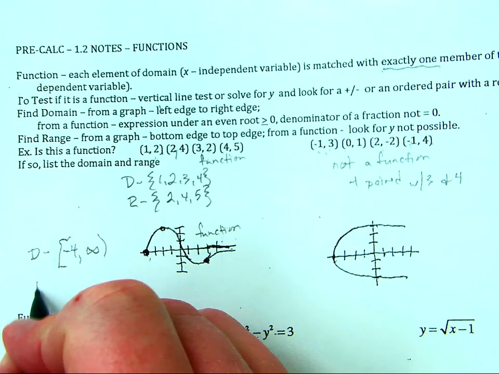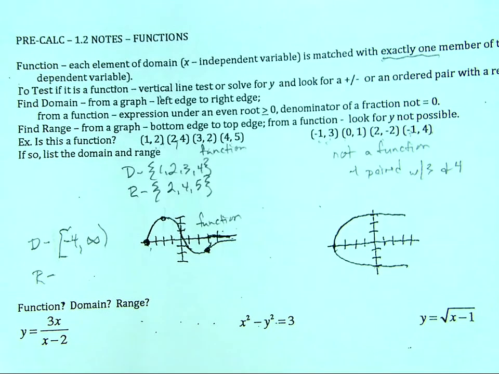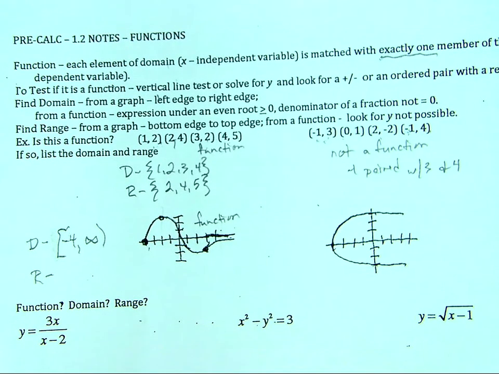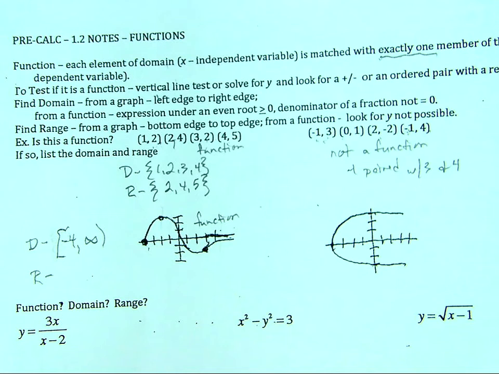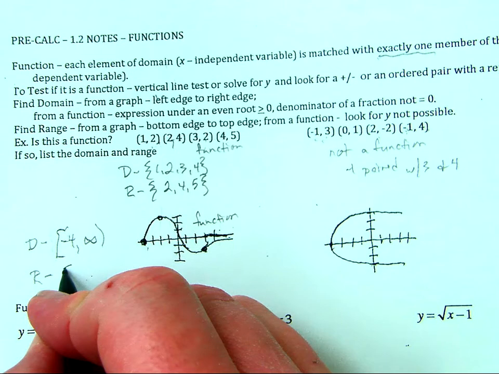Now for the range, well, range is our y coordinate. That's up and down. So we look and say, how far down does it go? It looks like it goes down to -2, the low point. So let's put -2. How far up does it go? Well, it goes up to a +3. So that would be the range: how far down to how far up.